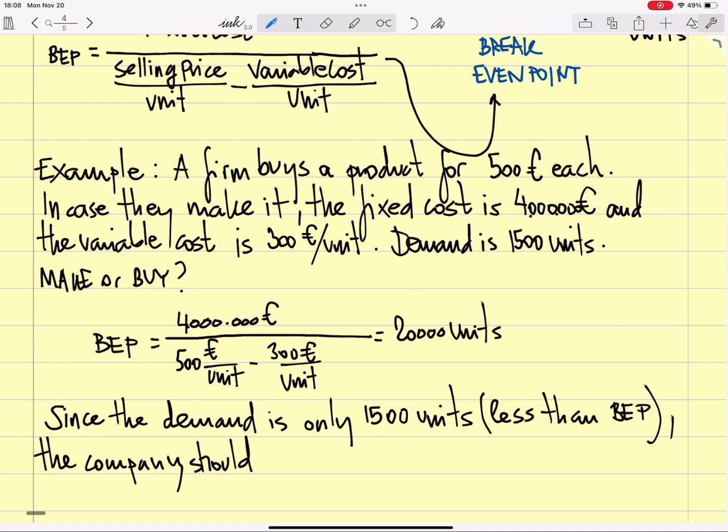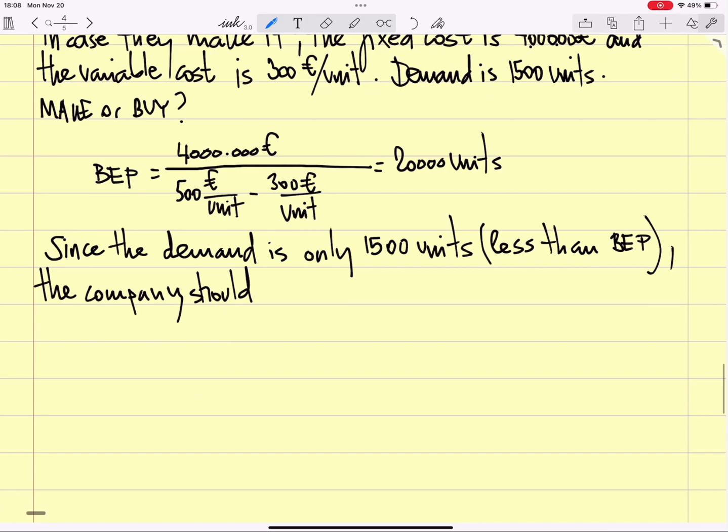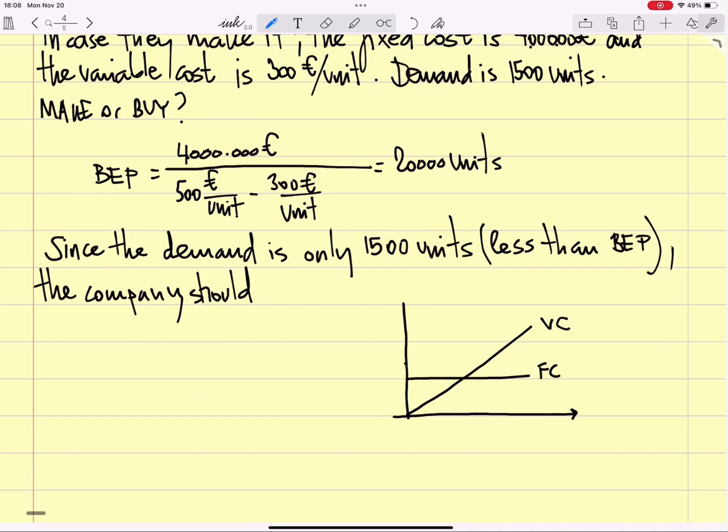Well, let me do it graphically. Okay. You have here your fixed cost. Somewhere you have here your variable cost. You have here your overall cost. You have here your sales. So the break-even point is at 20,000. This is units, okay?